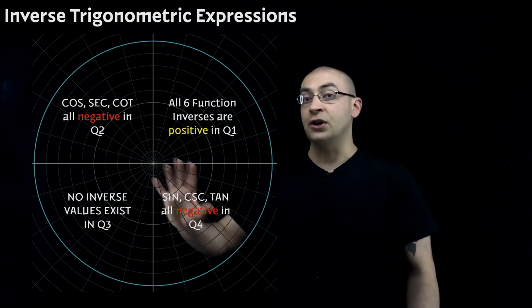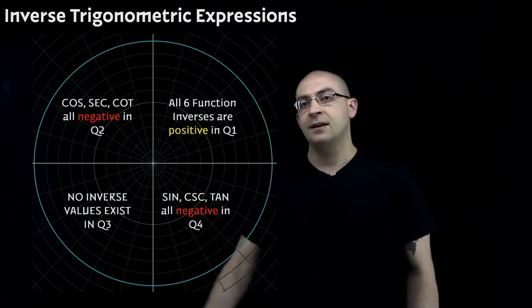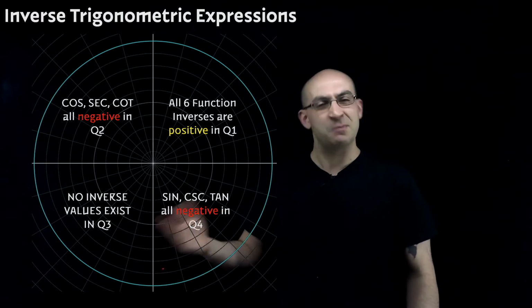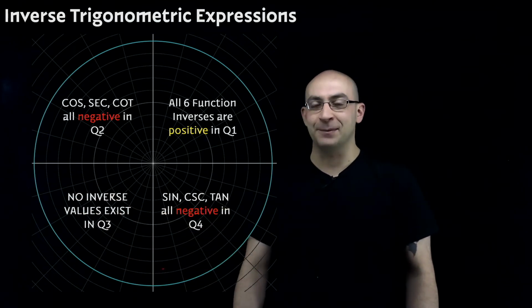Now, there are no inverse values in quadrant 3. They don't exist in quadrant 3. And again, that's kind of where tan and cotan spoil the party a little bit, where they'd only be positive here anyway. So we'll get into that a little bit later.